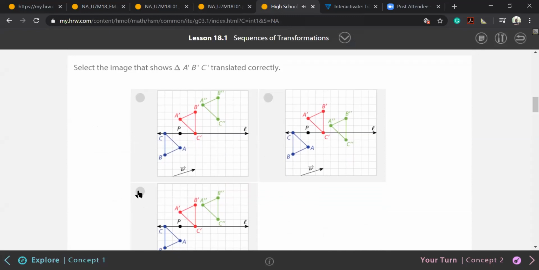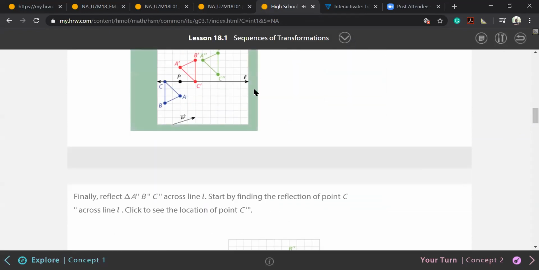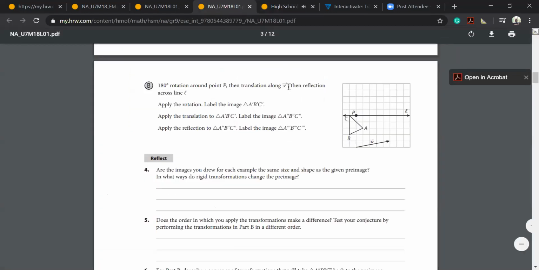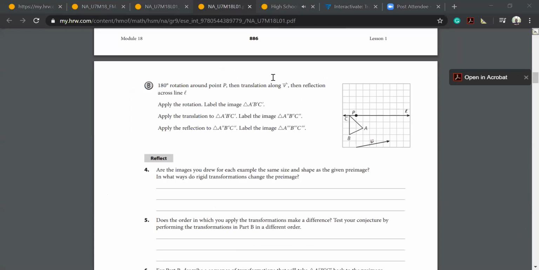I think this one. I think. Check. Yes, correct. Okay, going back to our book, because you know, always the online version is a little bit different from the book. So in here, C prime will be there, A prime will be up in here, and B prime, I think, will be in here using the protractor method.